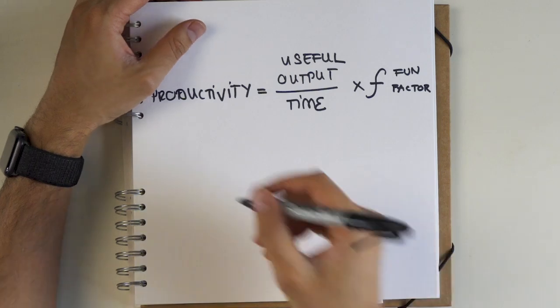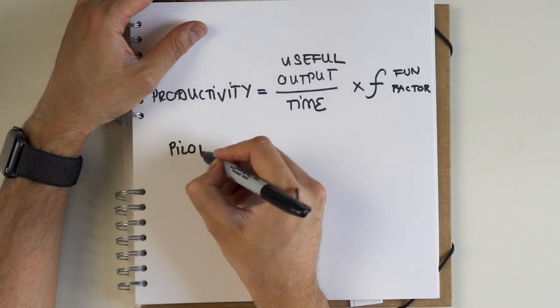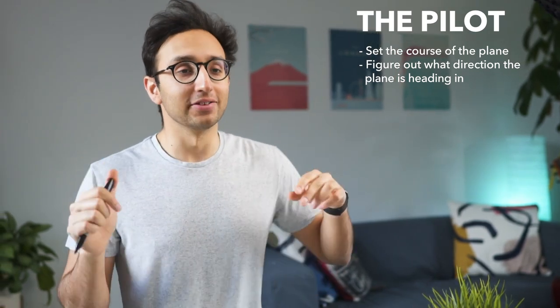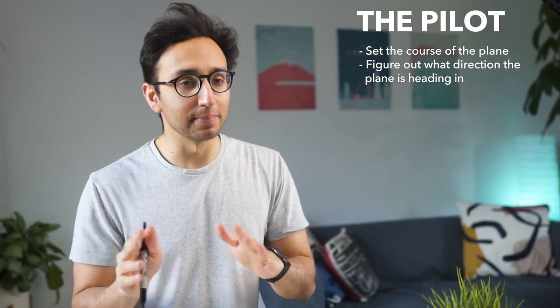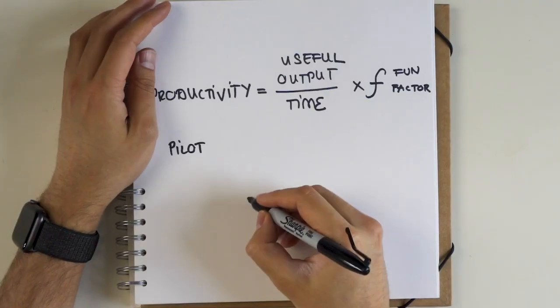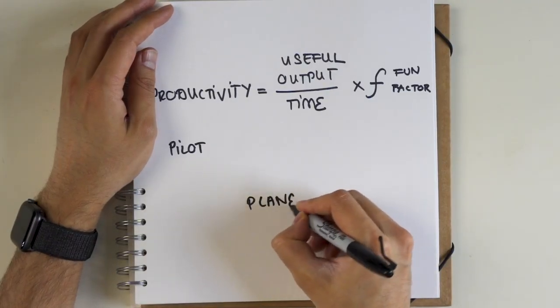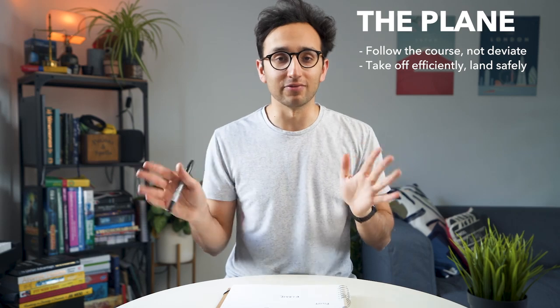And the mental model for productivity is kind of threefold. The analogy that I use to describe this, that my brother helped me come up with, is the pilot and the plane. So imagine we've got a pilot. The pilot's job is to set the course of the plane, to figure out what direction the plane is heading in. And then we've got the plane. The plane's job is to be an airplane, to follow the course, not deviate too much, to be able to take off efficiently, to land safely without killing anyone, and to follow the directions of the pilot without deviation.